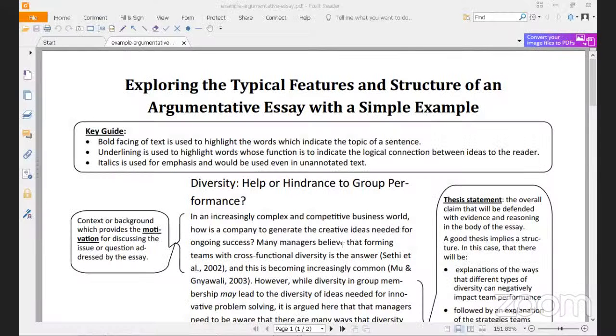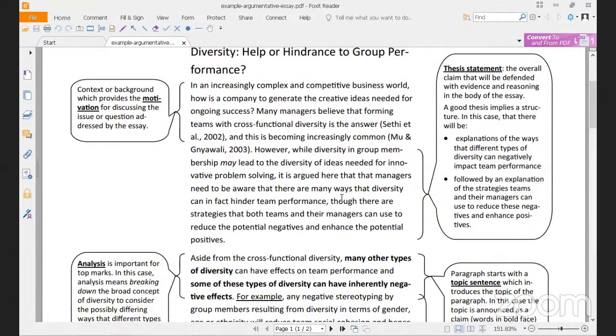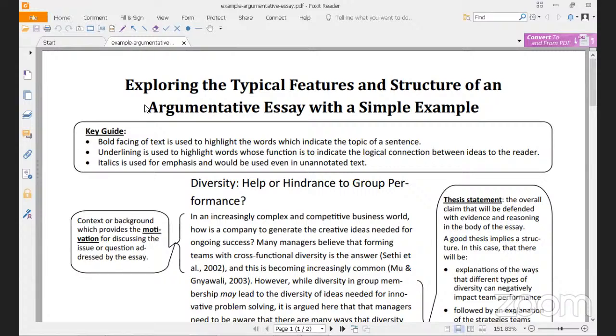So today we're going to talk a little bit deeper into argumentative essays, okay? And I have this example with some useful information so that we can have a better knowledge on how to structure it, okay? So let's see. Exploring the typical features and structure of an argumentative essay with a simple example. Let's go over it. Key guide.